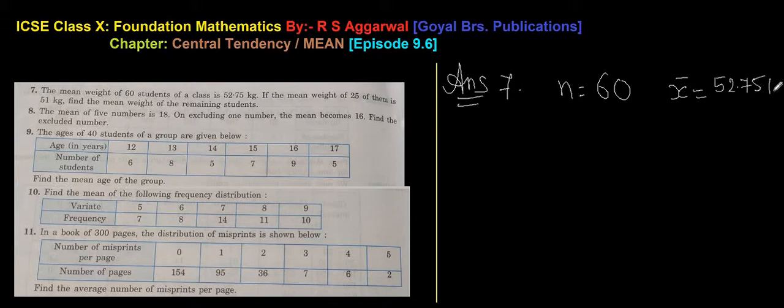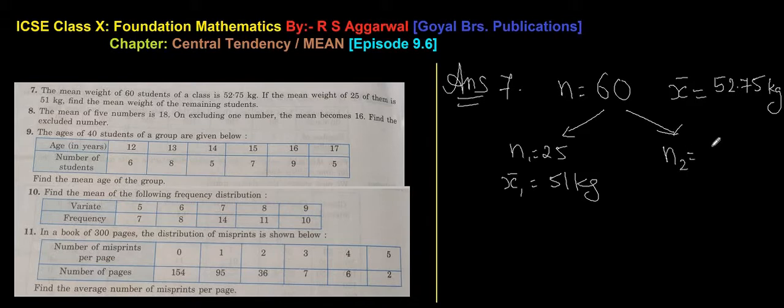52.75 kg, with the mean weight of 25 of them. So now we get another n1, that is 25, and here x bar 1 is equal to 51 kg. We have to find the mean weight of the remaining students, so here we get n2, that will be 60 minus 25. For that we have to find the mean weight of the second part, the remaining students.